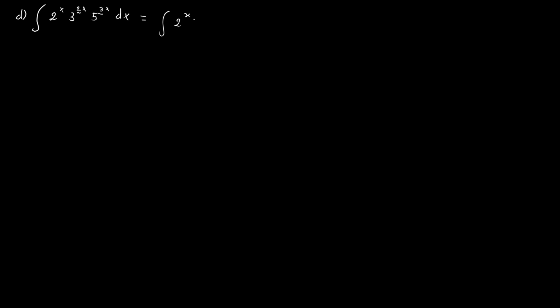We get 2 to the power of x times 9 to the power of x times 5 to the power of x. Sorry, not 5 to the power of x, 25 to the power of x. Sorry, again, not true, 125 to the power of x, because it was to the power of 3. And all of that integrated dx. Why is this interesting now? Because we can reduce it now to a single integral, because 2 times 9 times 125 raised to the power of x is the same as this.